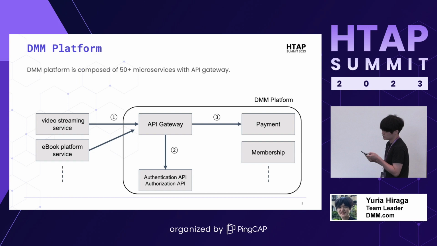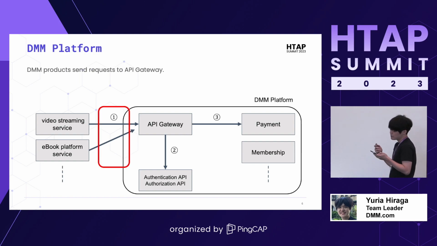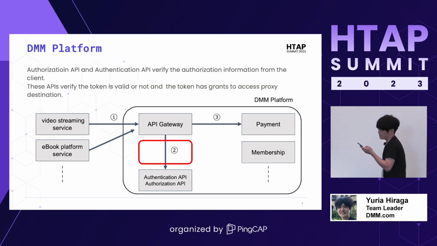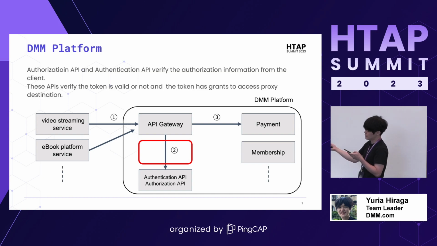Let me talk about how we use the DMM Platform. First, DMM products send requests to the API gateway. The API gateway receives a request from the client. After that, the API gateway sends the request to the authorization API to verify it. The request contains a token for authorization information and the URL of the proxy destination.